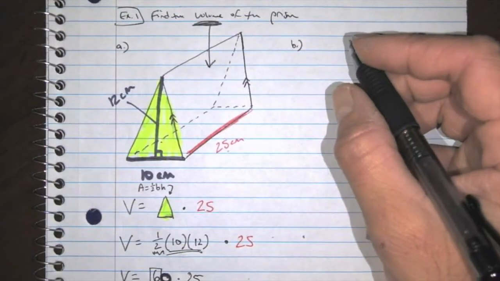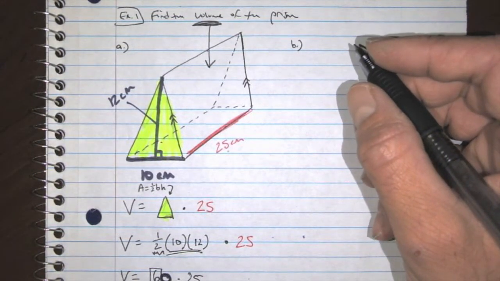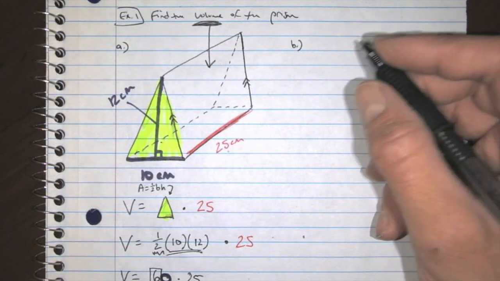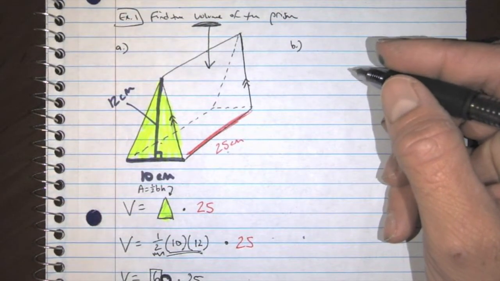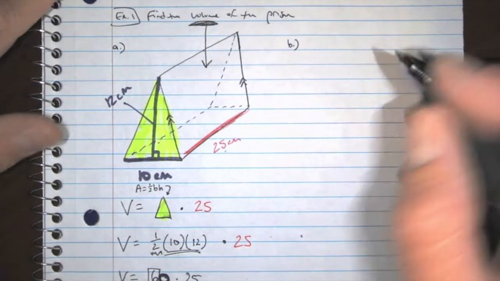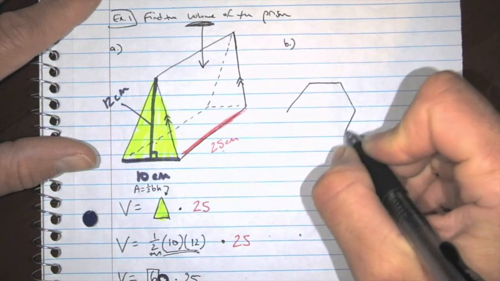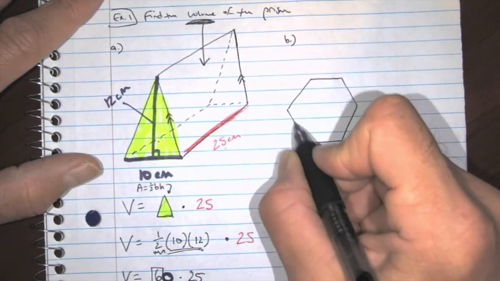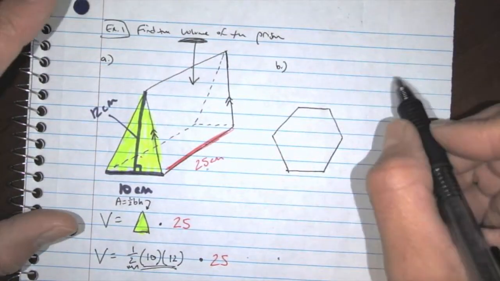Alright, let's do another one, folks. Should I give you another one? Looking at my notes. I was going to give you a hexagonal prism. Here, let's do this. Let's draw this. Actually, I do want to draw this. So go ahead and draw this. We're not going to do a problem.